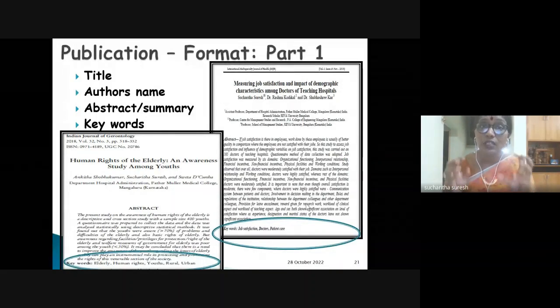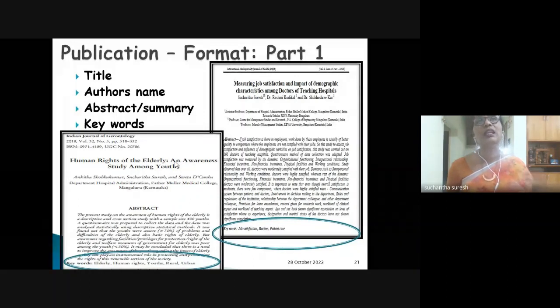So in the keywords, you give the components, the main issues you are talking about. See, in my study on human rights of the elderly, suppose some people search for elderly research, our study will come up. Even when searching human rights, it will come up. Youths, when you are talking about rural, urban, like that.